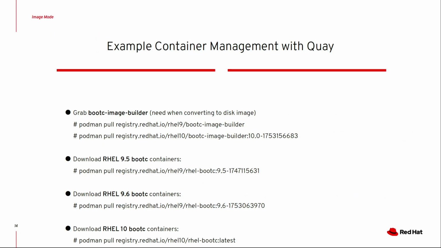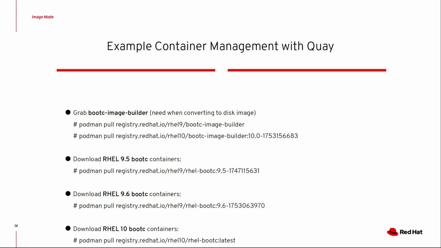All right, so let's get going. So the first thing we want to do, we need to get our tools. So the first thing is we want to make sure we have our bootc image builder. So we're going to do a Podman pull from the Red Hat registry. It's just called bootc image builder. And we're pulling it down for 9 and 10. Again, whichever system you want to make your build system. If you're building on RHEL 9, you're going to want the RHEL 9 one. If you're building on RHEL 10, you're going to want the RHEL 10 one.